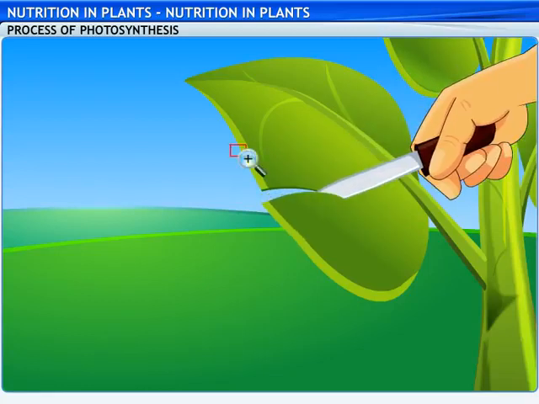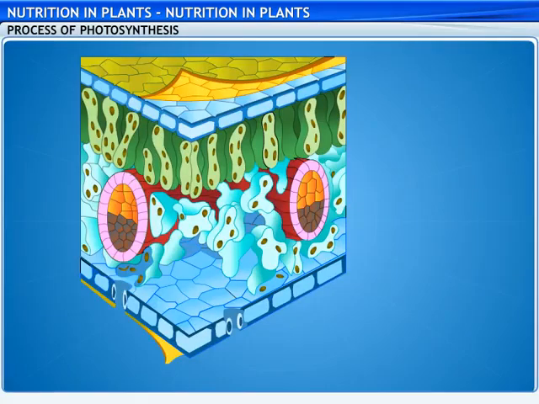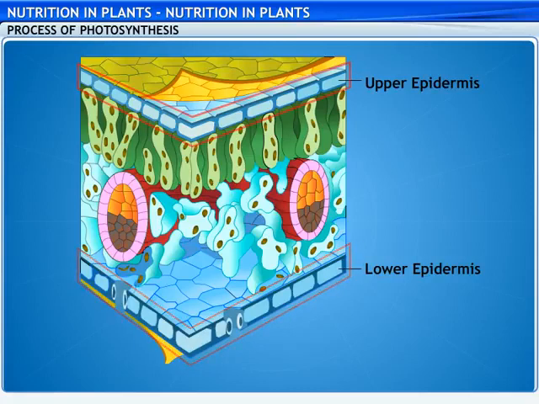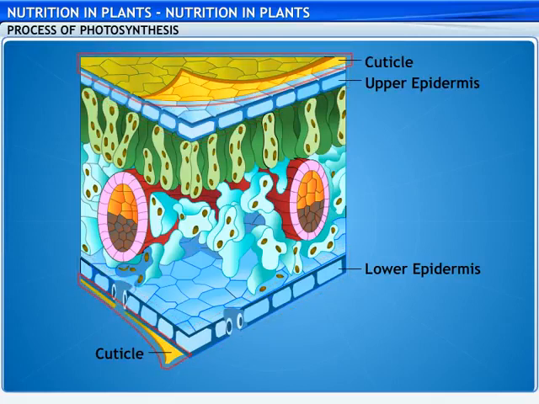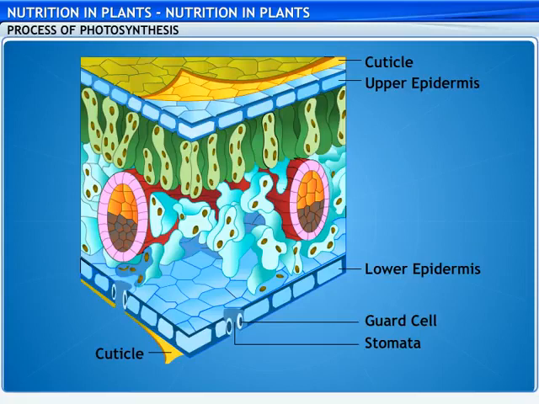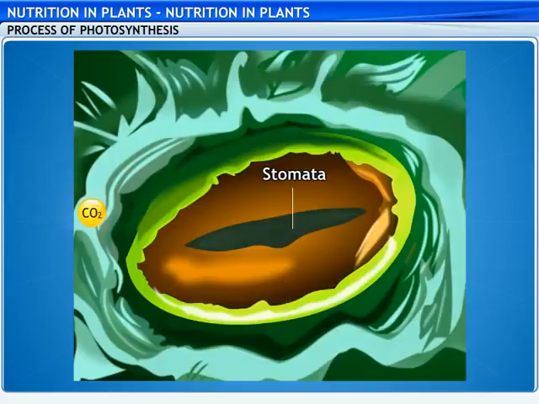If we take a section of the leaf, we see that it is a complex structure divided into a number of layers. The uppermost and lowermost layers are called the upper and lower epidermis. They are protected by a thin layer of cuticle. The lower epidermis has openings called stomata, surrounded by the guard cells. The stomata take in carbon dioxide from the air.